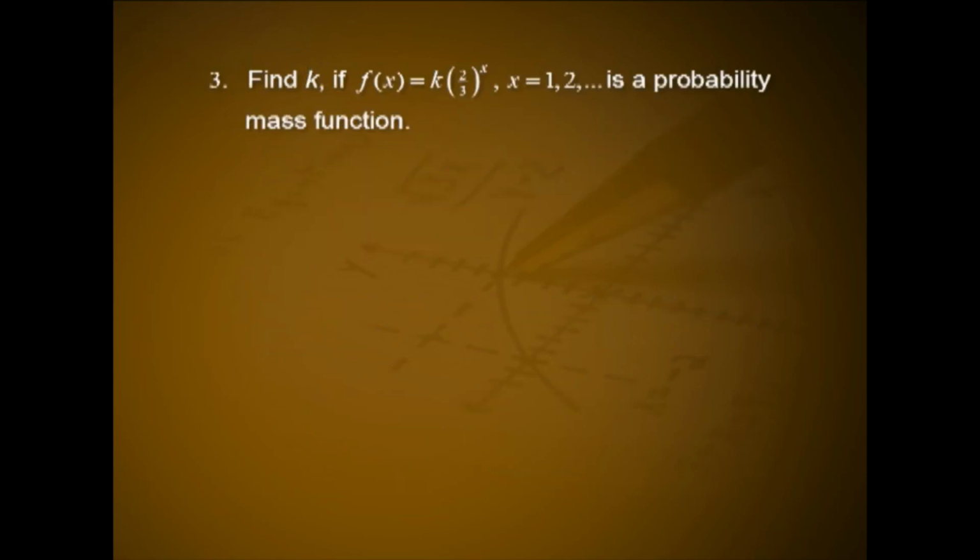Find k if small f of x is equal to k into 2 by 3 raised to x for x equal to 1, 2, etc. is a probability mass function.